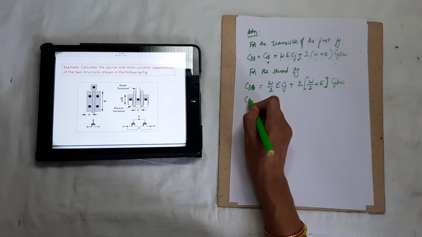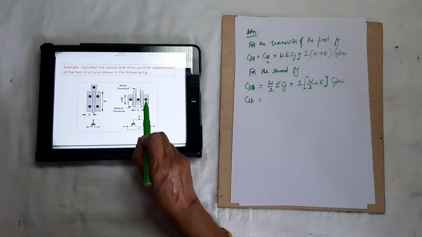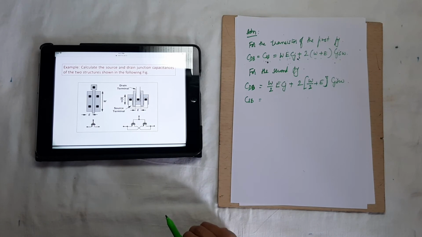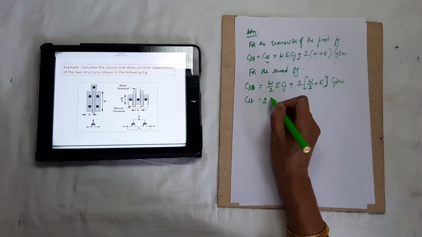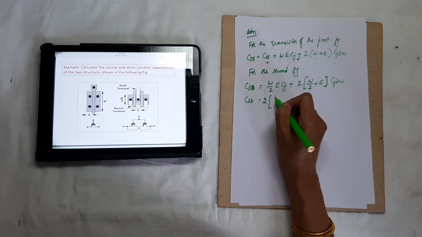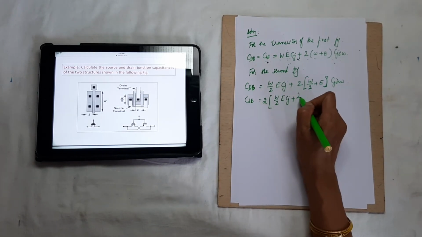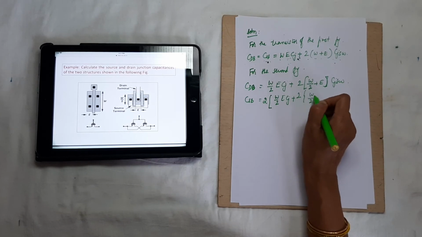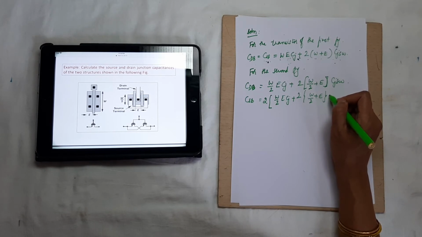So let us write the equation of the source to bulk capacitance. Since there are two source terminals which are short circuited like this, we have to take it as 2 into bracket W by 2 E Cj plus 2 times W by 2 plus E into CjSW.